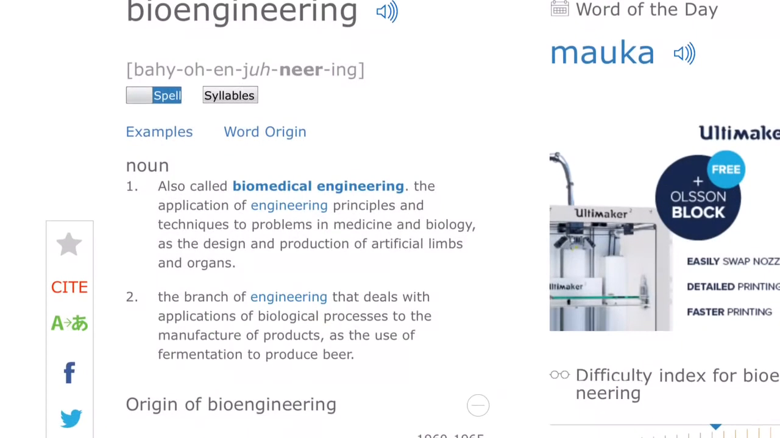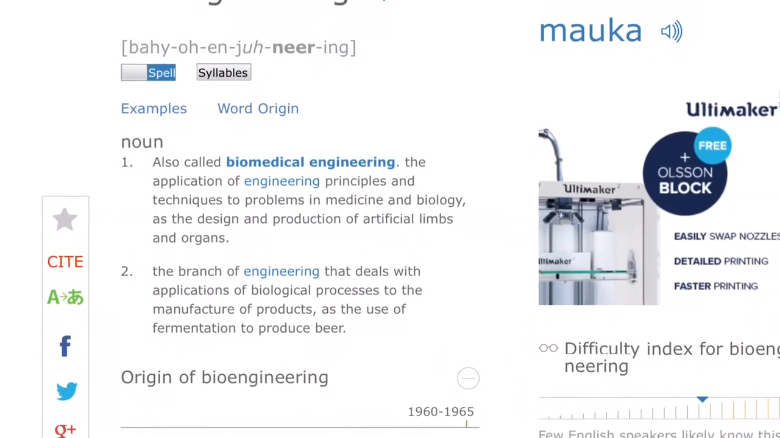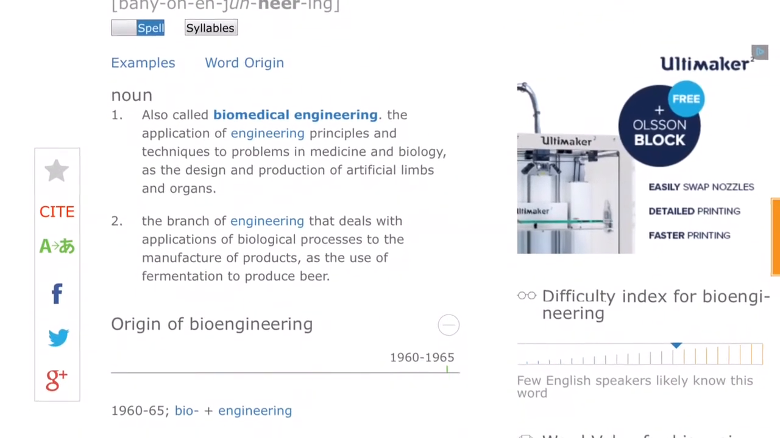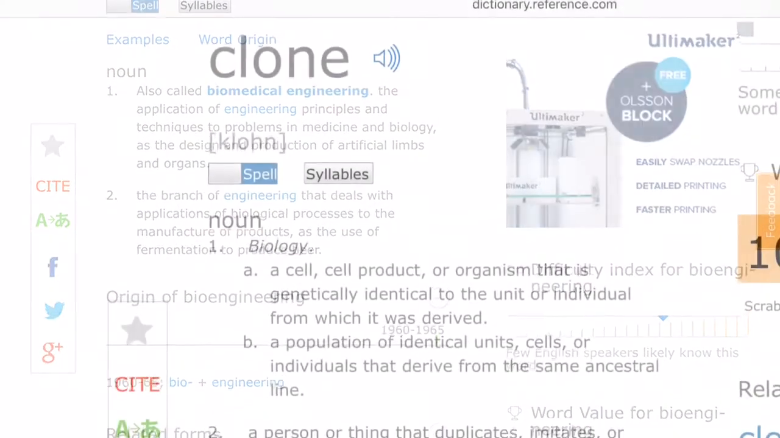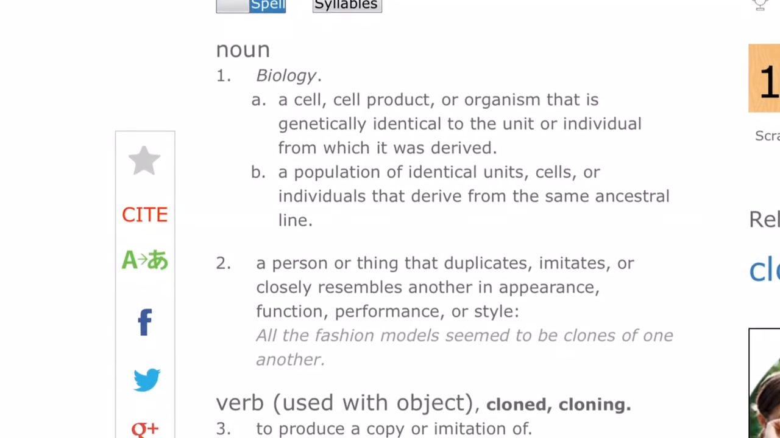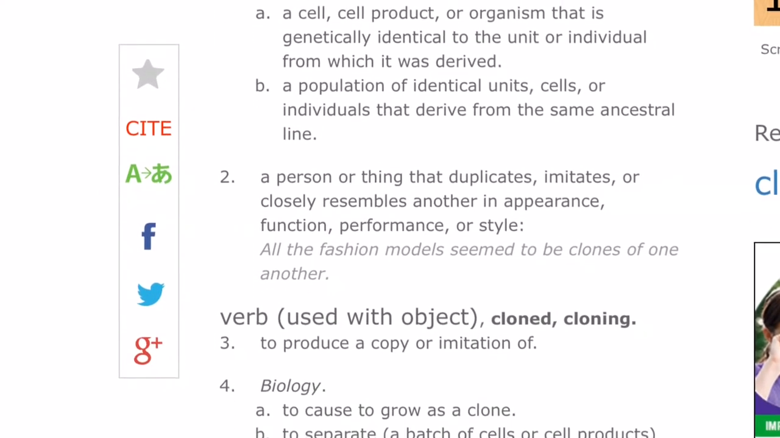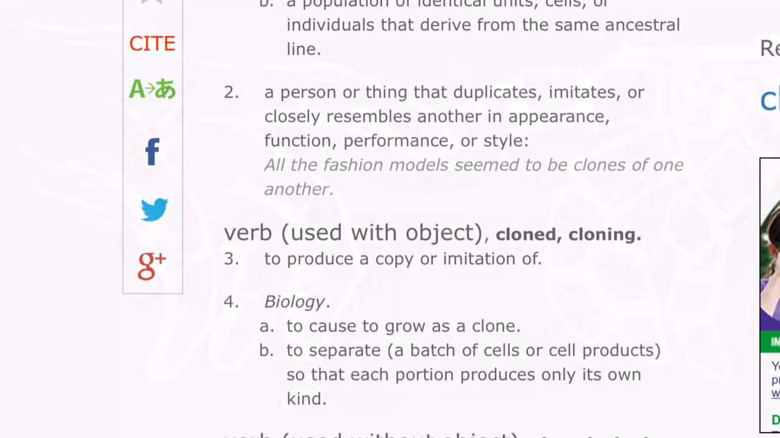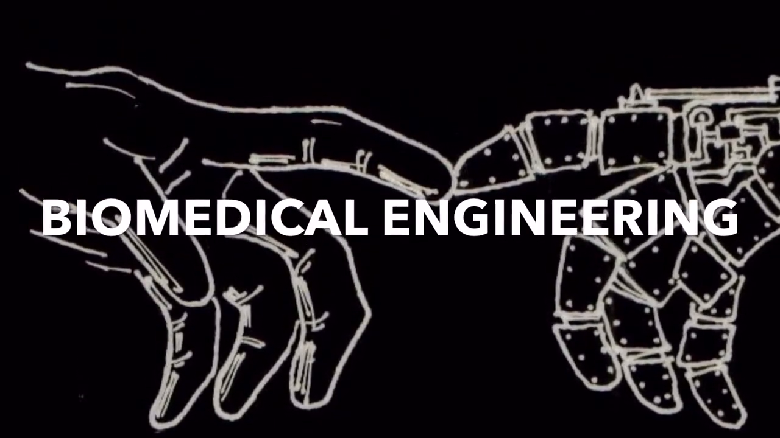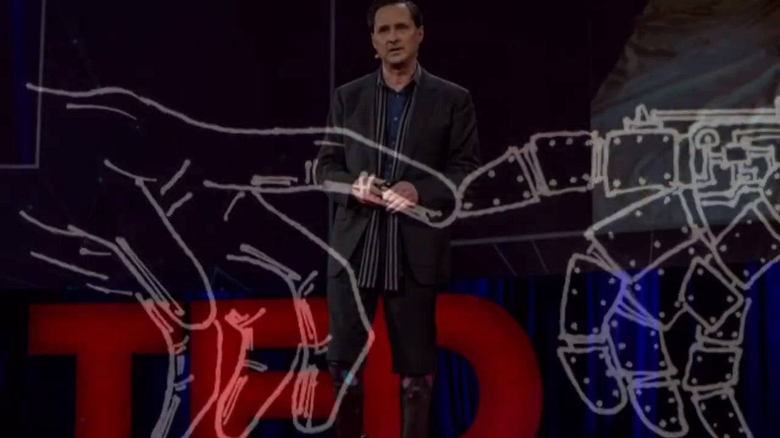To begin this documentary, I'd like to show you guys some definitions. The definition of biomedical engineering. It is a word that's commonly misinterpreted, and most people have their own interpretation of the word clone. These are two words that are key to this project. Now, what does a biomedical engineer do? A biomedical engineer designs limbs and organs that will benefit a person's life.